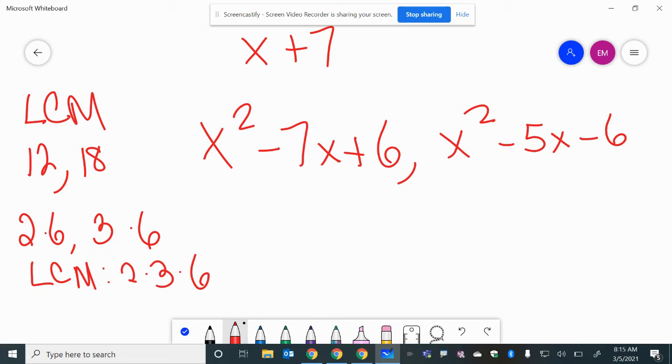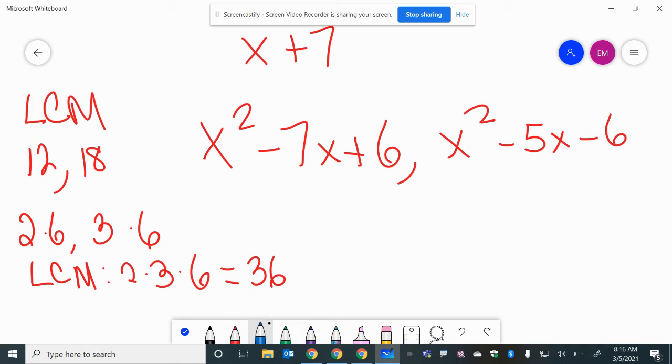So if they share multiple numbers in common, you have to pick one of each. So I picked one of the 6s. I picked the 3 and the 2 because they didn't share those in common. You multiply those together. 2 times 3 times 6 is 36. So that's the lowest common multiple. So if I had a fraction with a 12 in the denominator and a fraction with 18 in the denominator, I would change each fraction so that they would have a common denominator of 36.